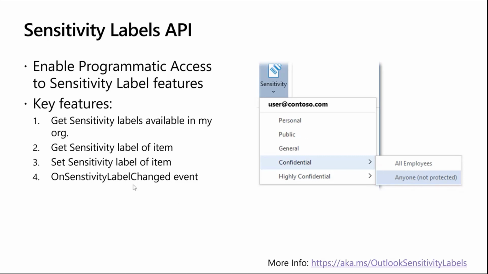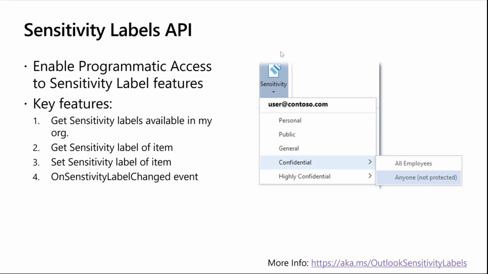So what are we providing with the label API? Well, number one, sensitivity labels can change by organization, so we have an API to get the sensitivity labels available on my tenant. Evidently, I can also get the sensitivity on an item or set it as part of the composing experience. We are also providing an event that works in an auto-launch fashion, so it works if the add-in is active or in the background. You can use this event to learn if the user changed the sensitivity level of an item. Highly requested feature, shipped.